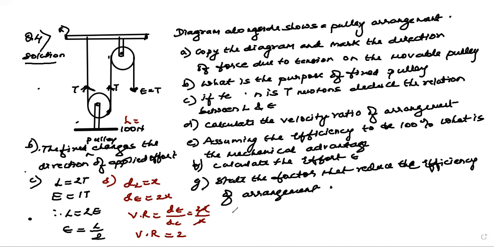Then comes the E part. Assuming the efficiency to be 100%, what is the mechanical advantage? Mechanical advantage is L upon E. If L is 2T, effort is 1T. So naturally, mechanical advantage is 2.